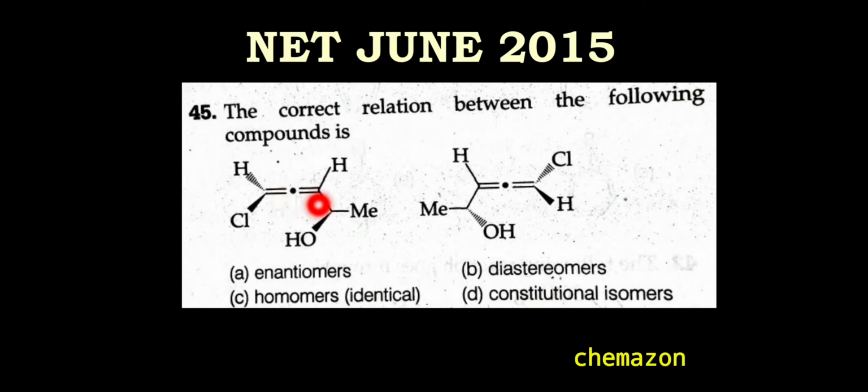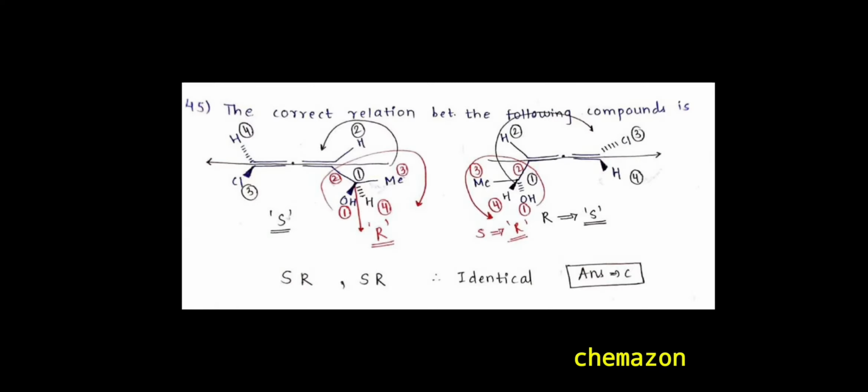And also you can see that one of the substituents at the terminal carbons is a chiral carbon. So what we have to do is find out the RS nomenclature for the allene as well as for the chiral carbon, and then we will be able to decide whether they are enantiomers, diastereomers, identical, or constitutional isomers.